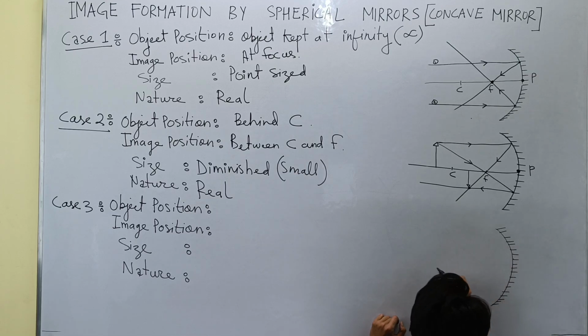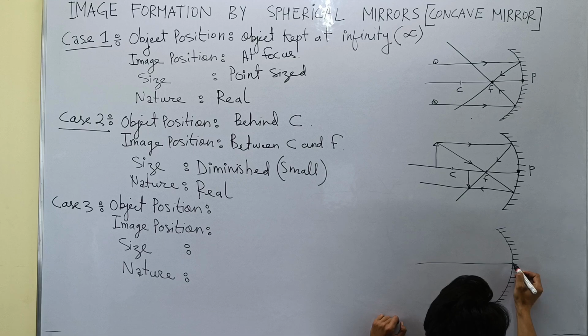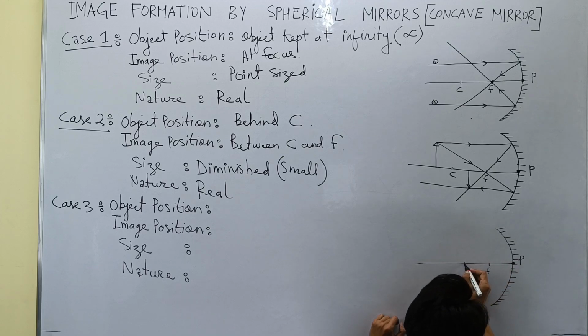I always make mistakes here, so we need a lot of practice. Okay, class. So let this be F. This is F, then this is C. Object will be here.